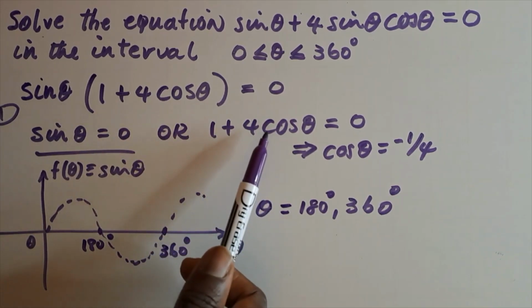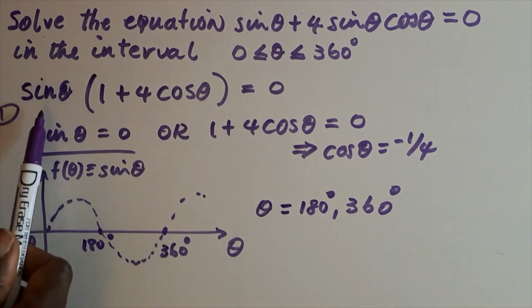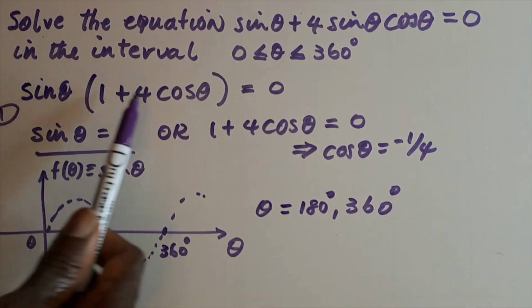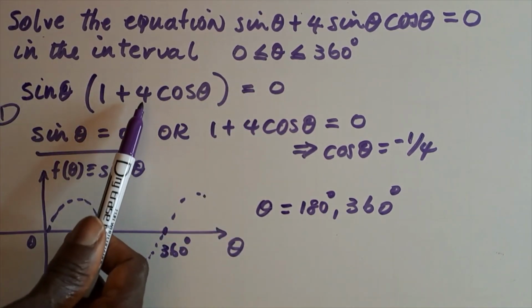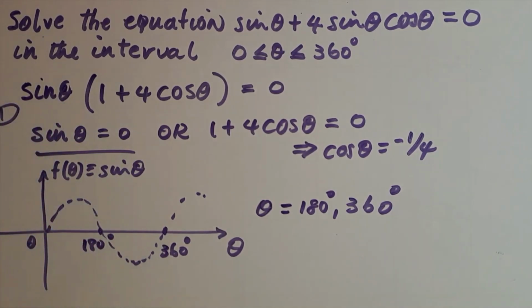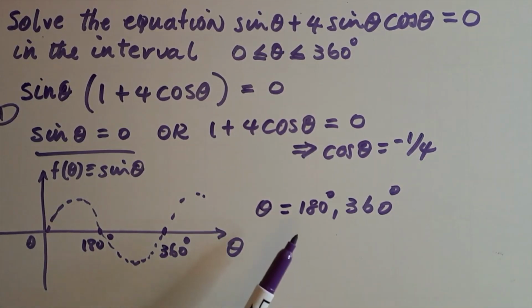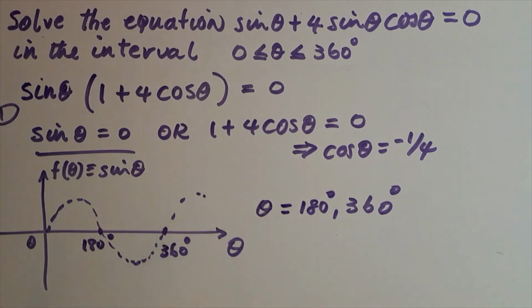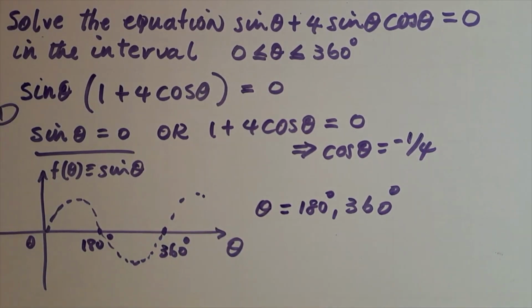This could be 0, or sine theta could be 0, because if this is 0, then this times this will give us 0. If this is 0 in the brackets, then this times sine theta will give us 0. With that, we can plot the graph and see where we have the zeros in the sine wave, and that's where it cuts the axis for theta at 180 degrees and 360 degrees. So for sine theta, these are our two solutions.